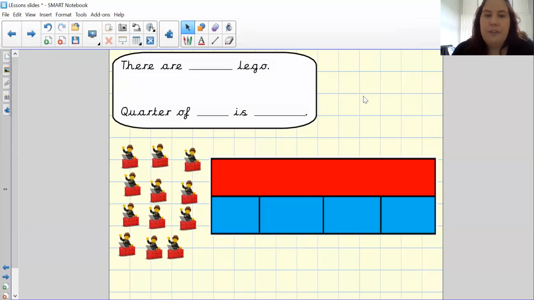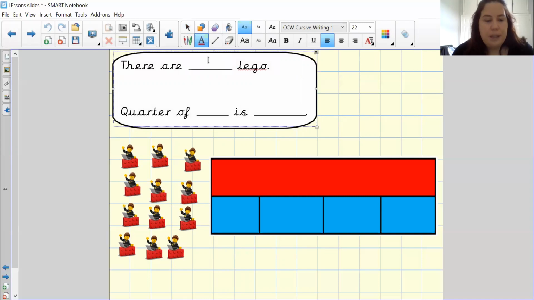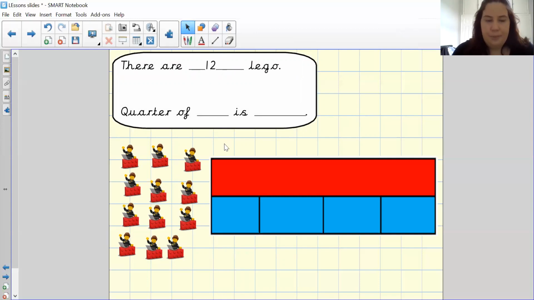So let's have a look at the first question together. There are something Lego. A quarter of something is something. So the stem sentence is very similar to last week where you did halves, but today we are doing quarters instead. So what is the first step you had to do last week? Well done, you had to count all of your Lego pieces. So let's count them together. 1, 2, 3, 4, 5, 6, 7, 8, 9, 10, 11, 12. So all I'm going to do is write 12 in there. There are 12 Legos. What is the next thing I have to do?